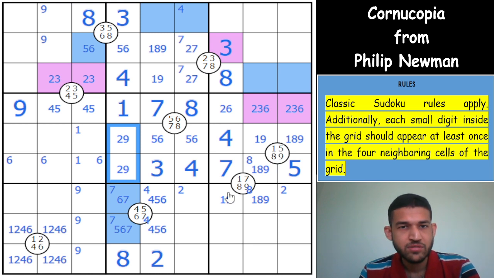Okay, let me remove all these blue cells now. I don't think they are required.